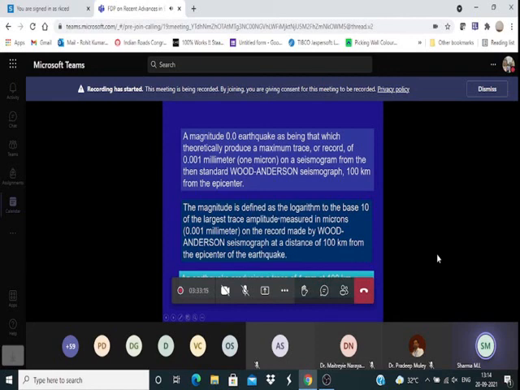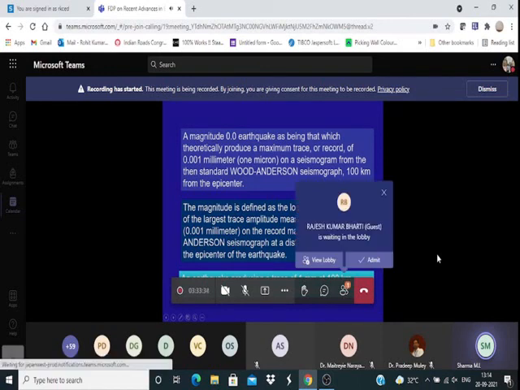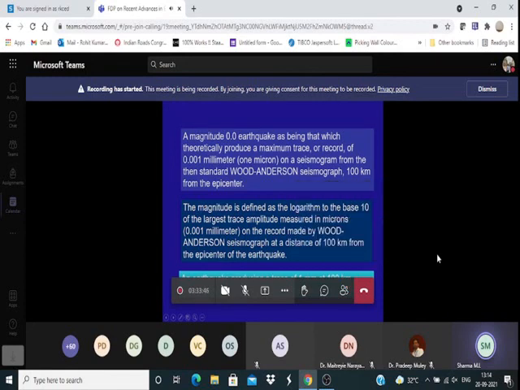The magnitude is defined as the logarithm to base 10 of the largest trace amplitude measured in microns, that is 0.001 millimeter, on the record made by Wood-Anderson seismograph at a distance of 100 kilometers from the epicenter of the earthquake. It means that an earthquake producing a trace of 1 millimeter at 100 kilometer distance would be assigned a magnitude of 3. So a magnitude 3 means that on Wood-Anderson, if it is placed at 100 kilometers, the trace will have 1 mm as the amplitude.